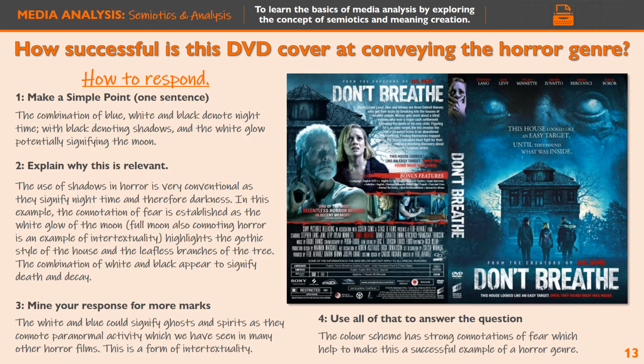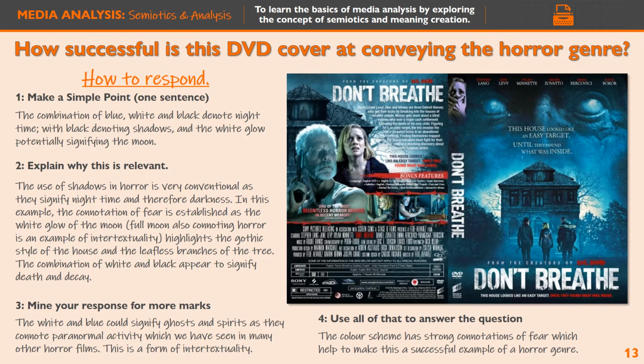So here we have the use of shadows in horror is very conventional, as they signify nighttime and therefore darkness. In this example, the connotation of fear is established as the white glow of the moon, a full moon also connoting horror, is an example of intertextuality. And again, don't worry so much about that, as I'm going to cover that in a future lesson. This highlights the Gothic style of the house and the leafless branches of the tree. The combination of white and black appear to signify death and decay.